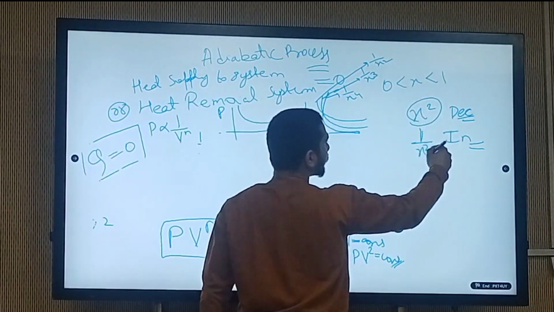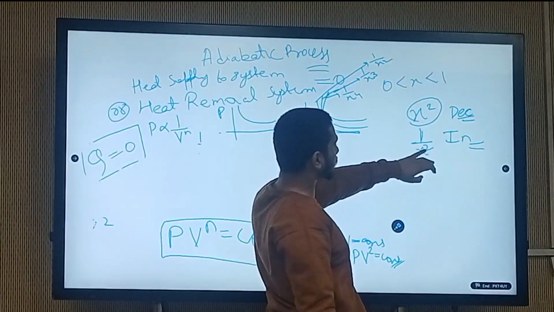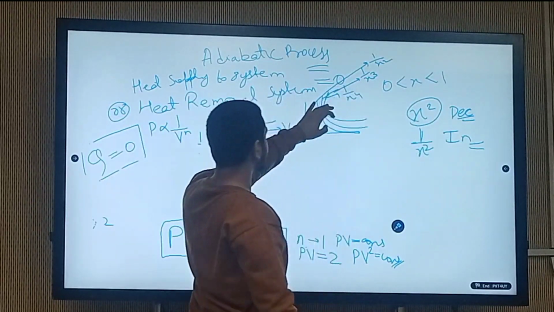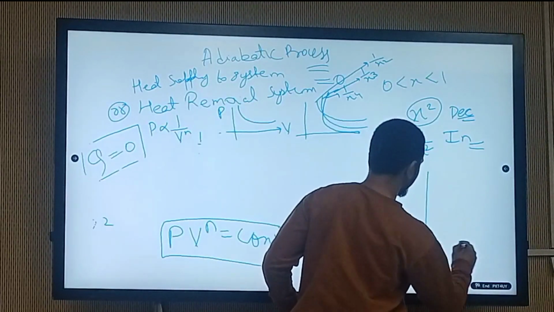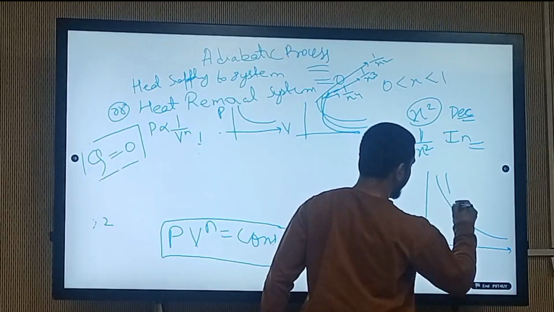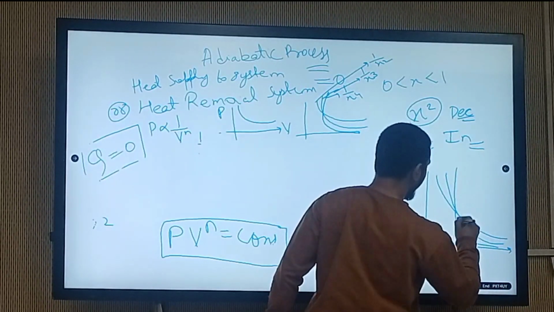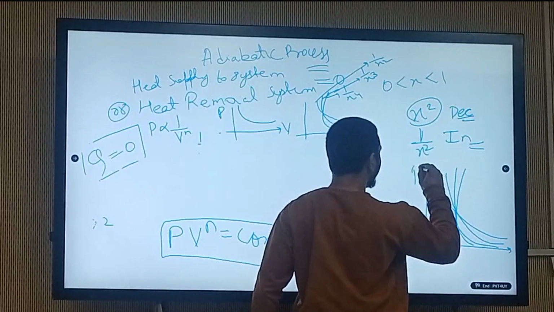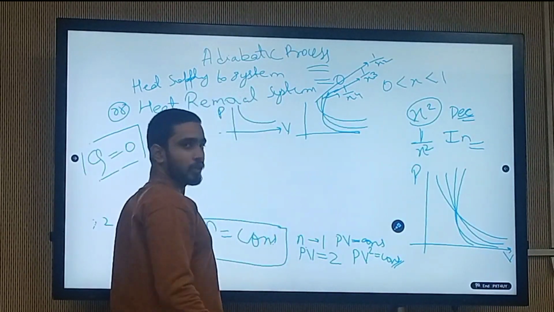1 by x square, and after 1, x square will increase, so 1 by x square will decrease. So this concept is used for making the graphs of PV to the power of n is equal to constant. So 1 by x, 1 by x square, 1 by x cube, and 1 by x to the power of 4. So P versus V graph will be like this.